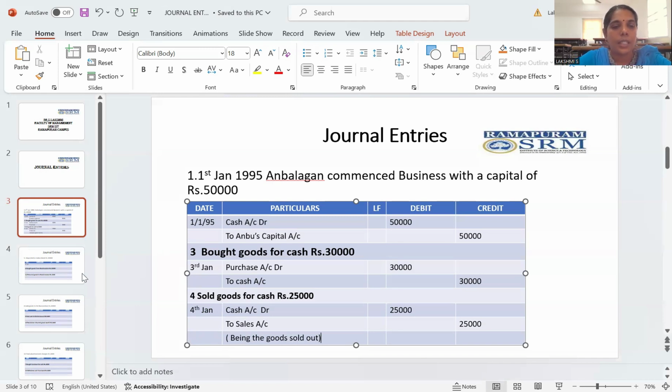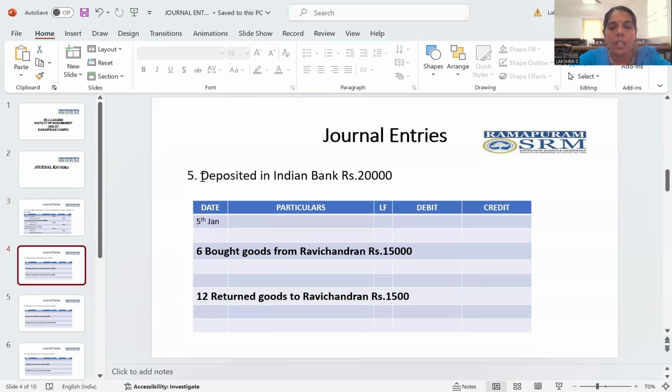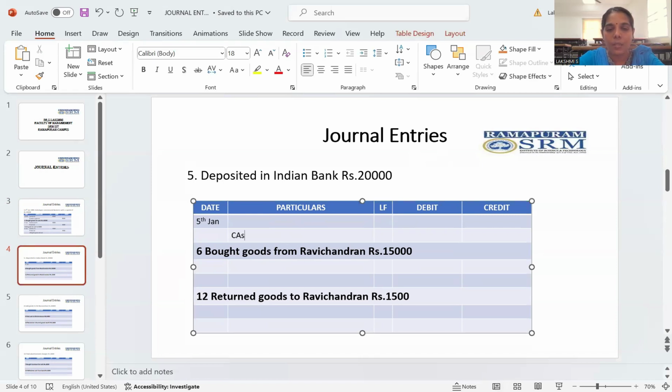Okay. The next slide. 5th January, deposited in Indian Bank, rupees 20,000. That means we deposited the money of rupees 20,000 in Indian Bank. That means cash goes out of the business. So cash should be in the second line, to cash account.